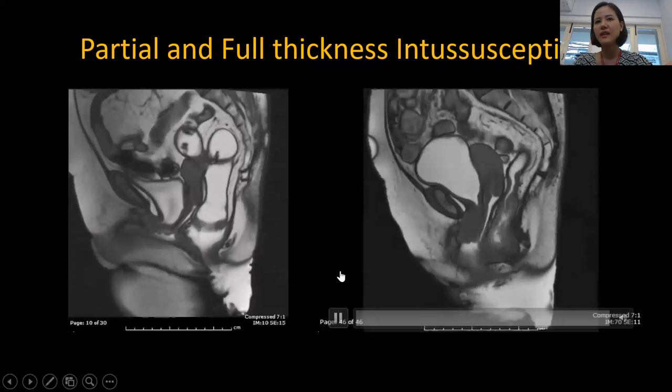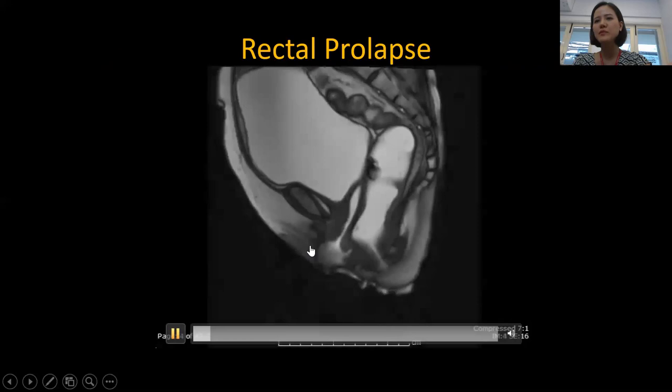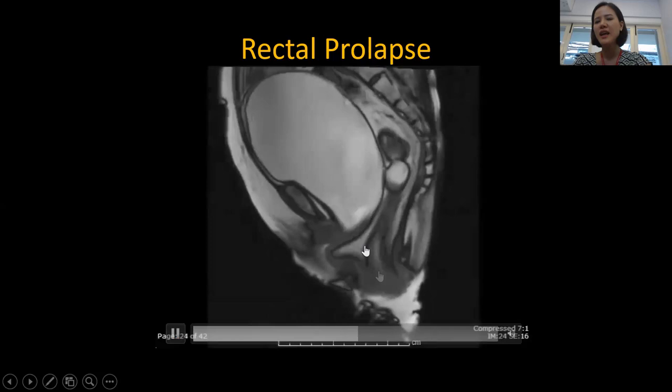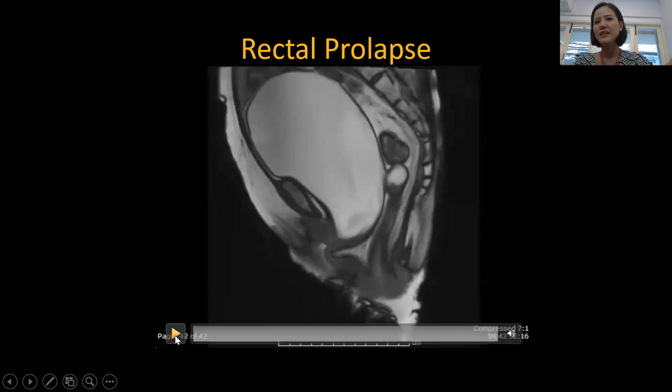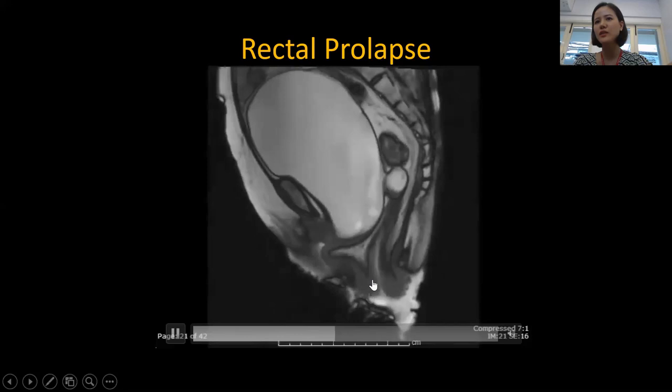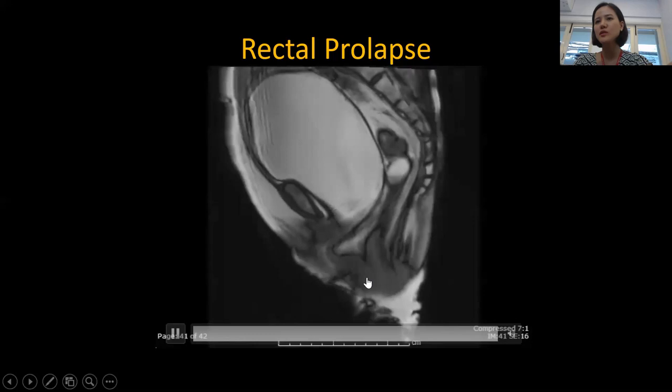And this rectal prolapse, you can see the first stage is full thickness intussusception and then eversion of the rectal wall outside the anal canal. Again, this starts from intussusception and rectal eversion. You can see cystocele and anterior rectocele also in this case, and also posterior peritoneocele.